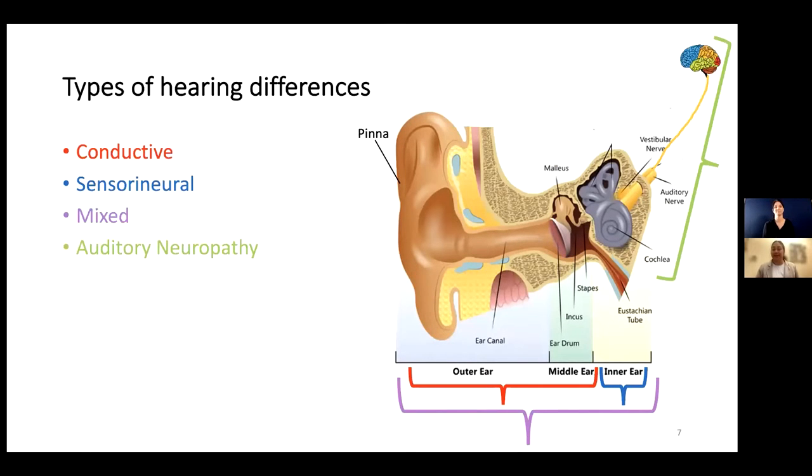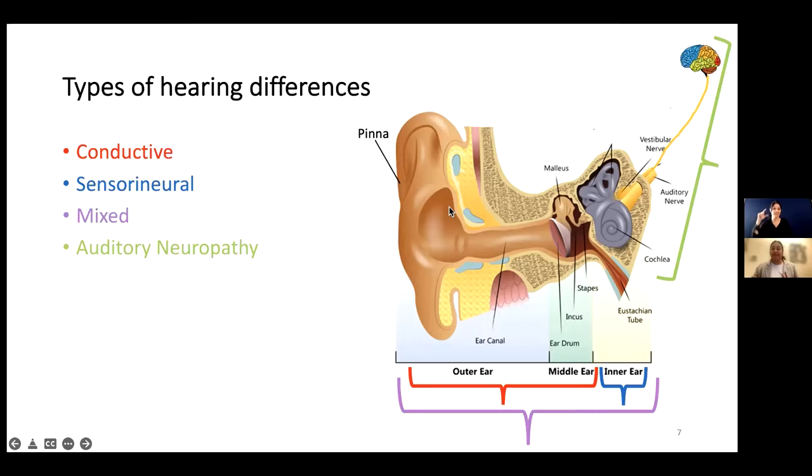There are four different types of hearing differences. A conductive hearing difference is when there is a difference in the functioning or the anatomy of the outer ear or the middle ear. A conductive hearing difference can be temporary, such as fluid in the middle ear due to an ear infection, or it can be permanent. For example, a child that doesn't have a pinna or an outer ear.